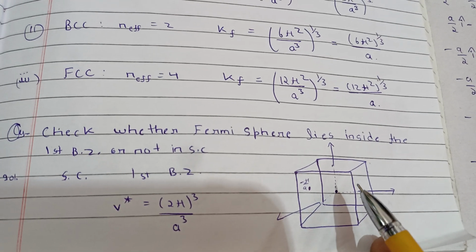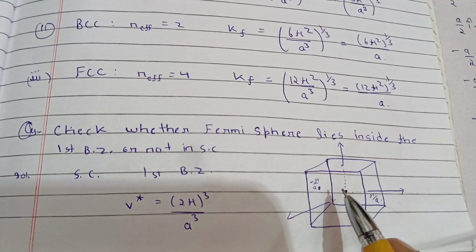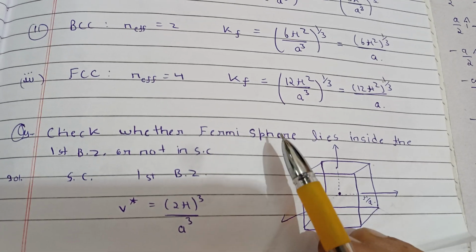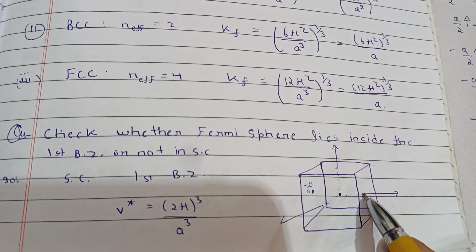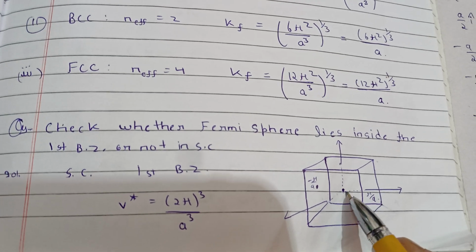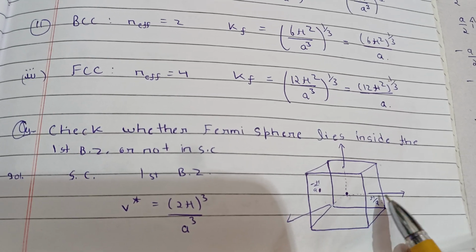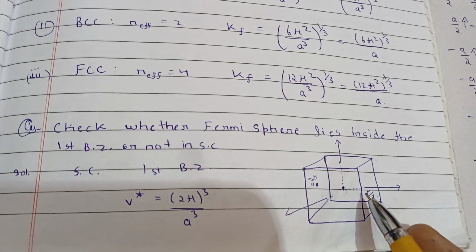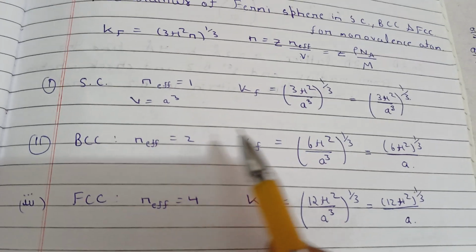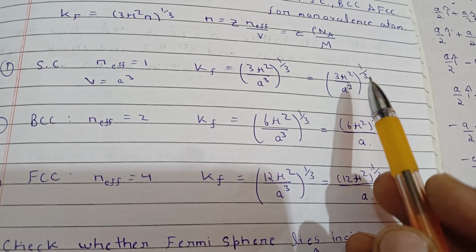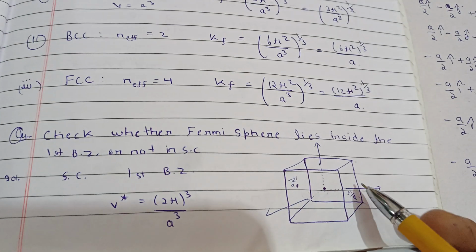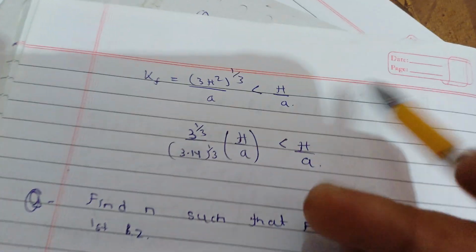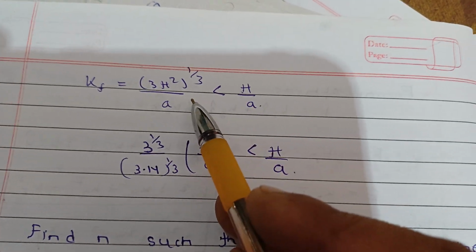So how can we check if this Fermi sphere lies inside or outside? The first Brillouin zone will be this. Now check the radius, whether it is greater or less than pi by a. If it is greater than this, then the sphere lies outside. If it is less than this, then the sphere lies inside. So let's check. The Fermi radius for simple cubic is (3 pi squared n) to the power 1 upon 3, and we have to compare this with the length pi by a.